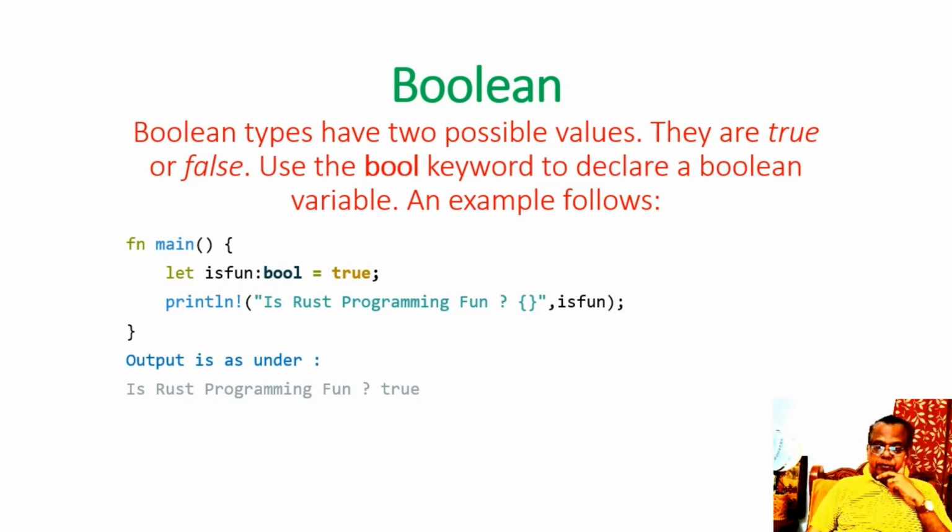So the output is very simple. Output is as under: Is Rust programming fun? The question mark is there. True. It is true, because we have initialized the Boolean variable with true already. That's all. Very simple it is.